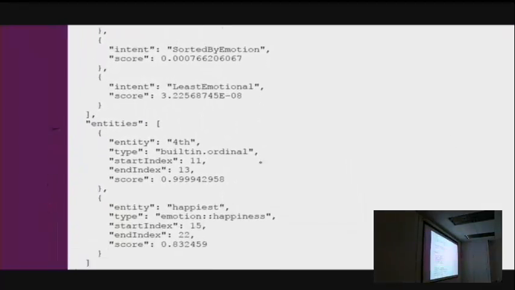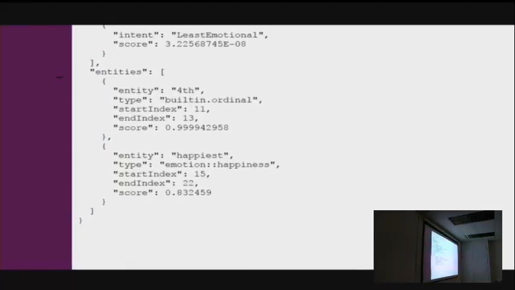And then it's giving me a list of the entities from that conversation as well. I've said the word fourth, so it's figured out that's an ordinal, and it's 90% sure that it's the fourth ordinal. It's located at 11 characters in, and the instance ends 13 characters after. So it recognised that the entity is the fourth thing.